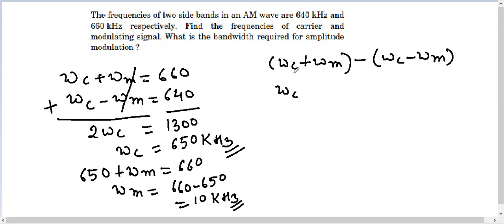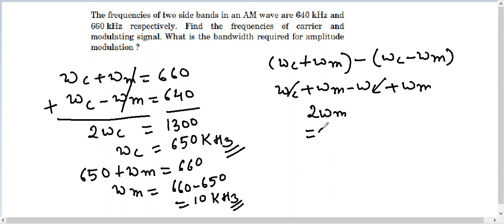ωc + ωm minus ωc plus ωm. So the bandwidth is equal to twice of ωm, which is equal to twice into 10 that we have just found out, which is equal to 20 kilohertz. So that's the answer for the bandwidth required for amplitude modulation.